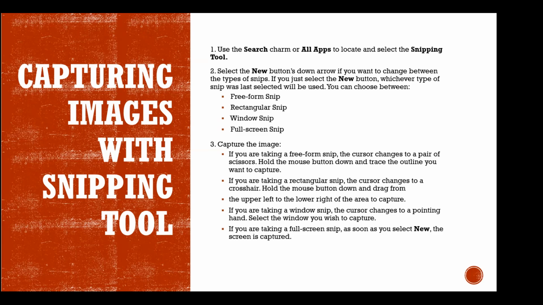For number 3, capture the images. If you are taking a freeform snip, the cursor changes to a pair of scissors. Hold the mouse button down and trace the outline you want to capture. If you are taking a rectangular snip, the cursor changes to a crosshair. Hold the mouse button down and drag from the upper left to the lower right of the area to capture. If you are taking a window snip, the cursor changes to a pointing hand. Select the window you wish to capture. If you are taking a full screen snip, as soon as you select new, the screen is captured.